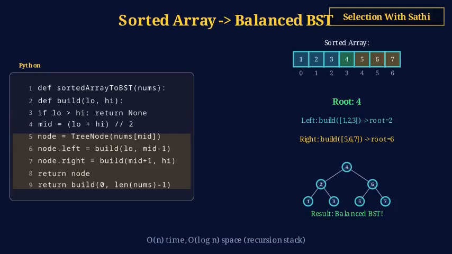Line 7, recursively build the right subtree from the right half. The resulting tree has height O of log n, which is the minimum possible. Time is O of n since we process each element once. This is a GATE favorite. They give you a sorted array and ask the height of the resulting BST.